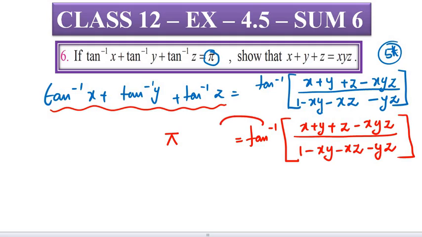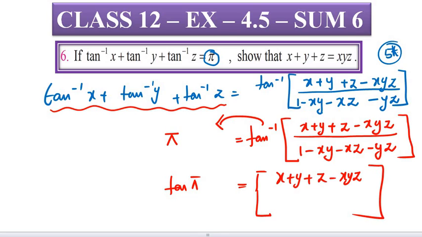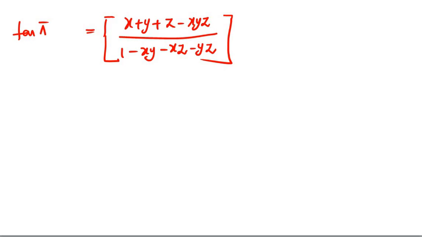Now, the tan inverse is on this side, so tan pi is equal to (x plus y plus z minus xyz) divided by (1 minus xy minus xz minus yz). Now, the tan pi value is 0. If we cross multiply, it becomes 0.